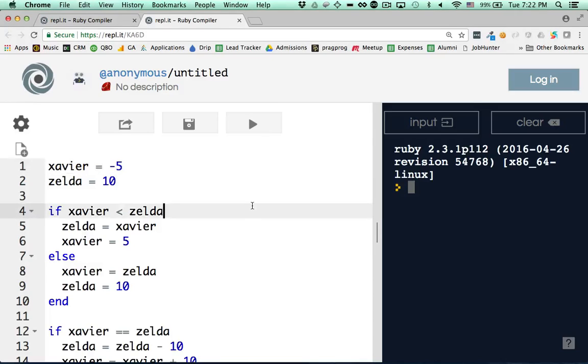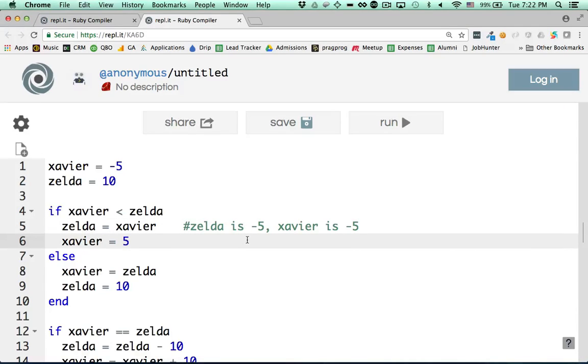So help me out on line 4. If Xavier is less than Zelda, is Xavier less than Zelda? Yes. So does line 5 get run? Yes. So Zelda is now the same as Xavier, so that means Zelda is -5, and Xavier also remains -5. Let's make room. And line 6 also gets run. So Xavier is now +5. So Zelda is -5, and Xavier is 5.